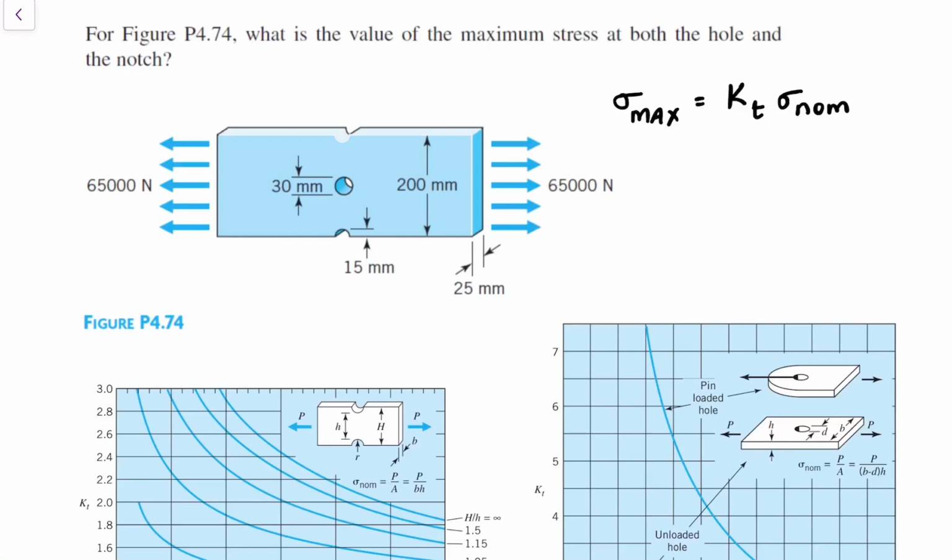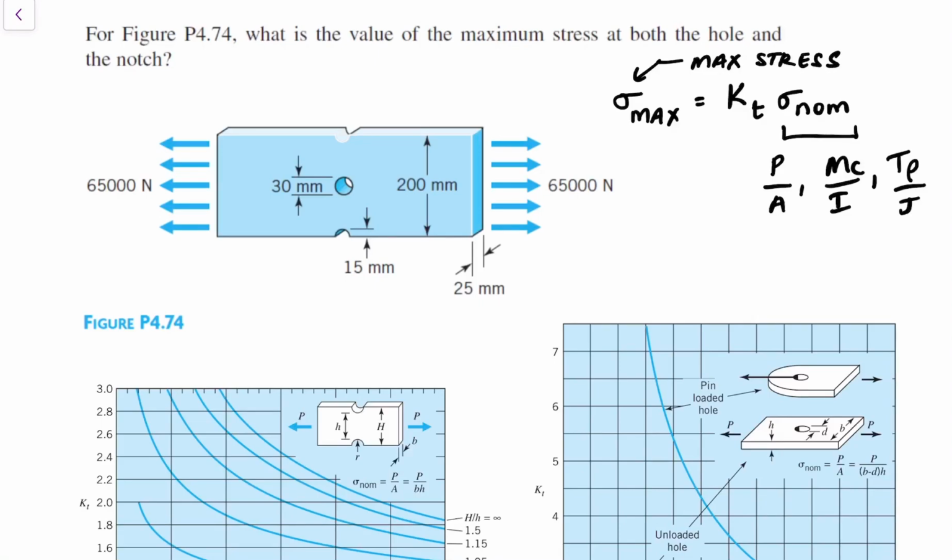And the nominal stress here basically is your P over A if it's axial, or your MC over I if it's a bending moment, or your T rho over J if it's torsional. And sigma max here is basically your maximum stress due to the stress concentrations. And if your maximum stress is greater than your yield strength, then that stress will cause yielding. So let's get into this problem.